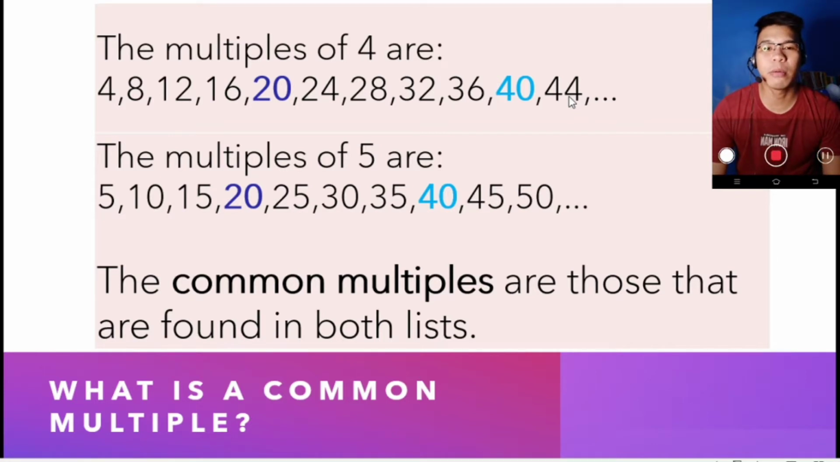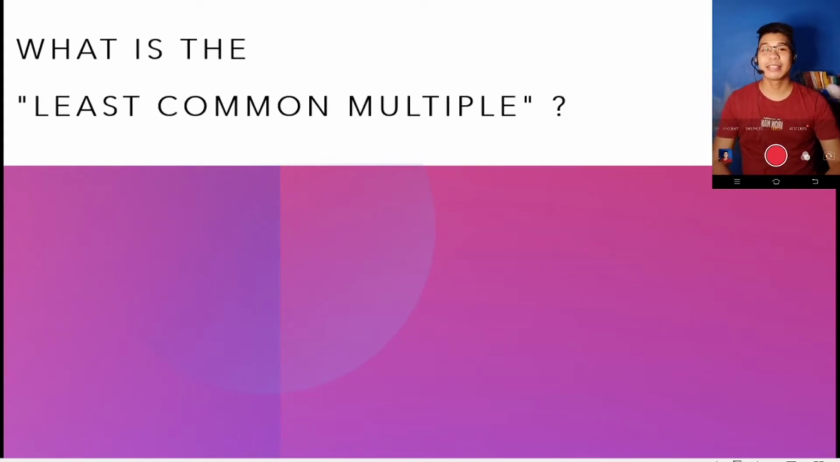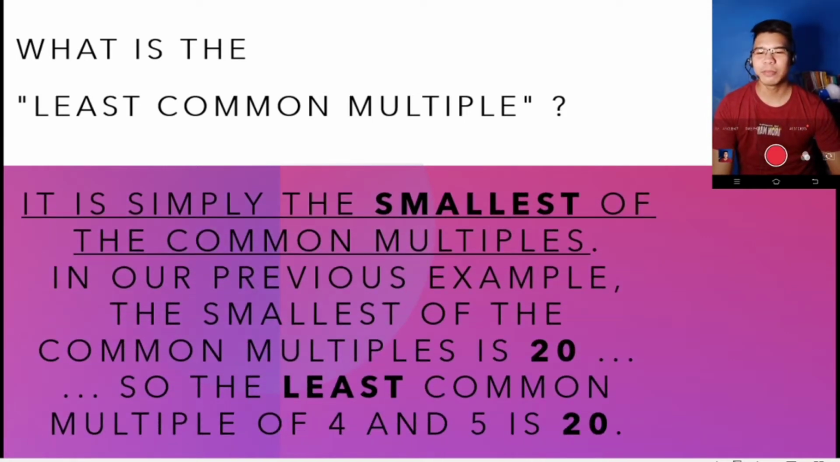What we're going to talk about in this video is the least common multiple. All we have to do is get the smallest of the common multiples. In our previous example, the common multiples are 20 and 40, and the smallest of them is 20. So the least common multiple of 4 and 5 is 20. You just get the least common multiple of the two or more given numbers.